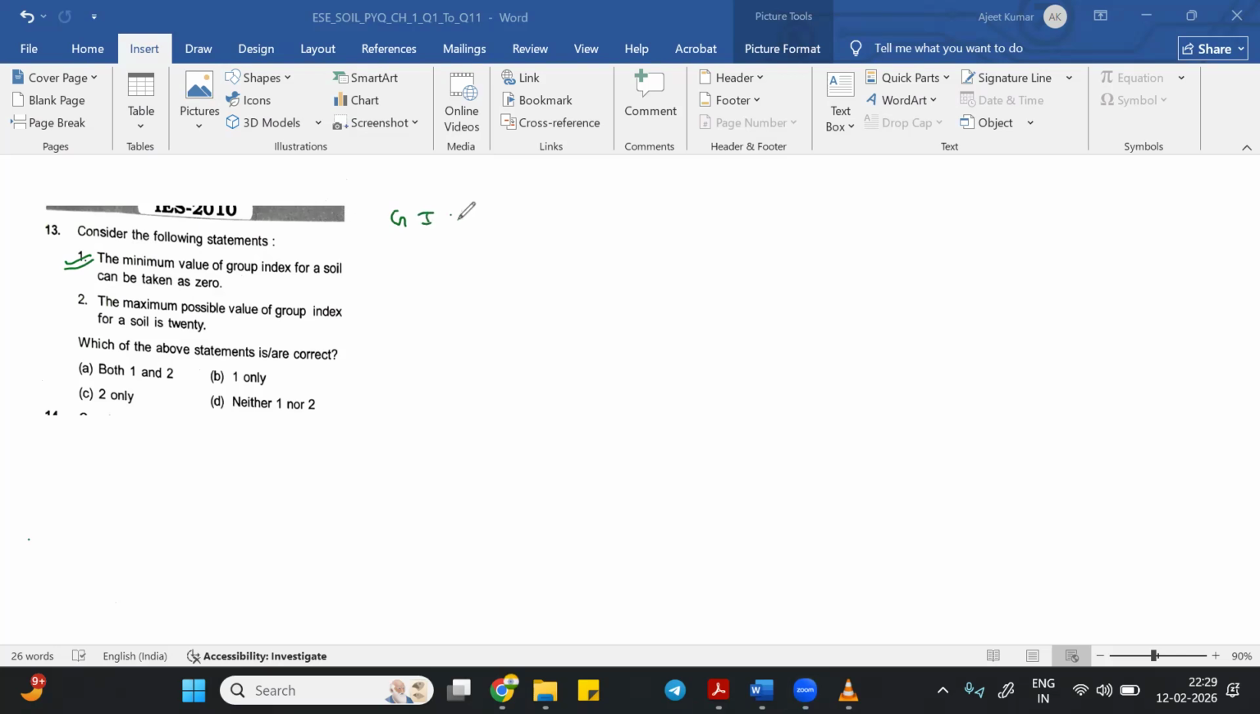What is group index? GI is 0.2A plus 0.01BD plus 0.005AC, where A is the fraction smaller than 25 micron, and if that is x, then A is x minus 35, B is x minus 15, C is x minus 15, D is x minus 10. Here x is the liquid limit.